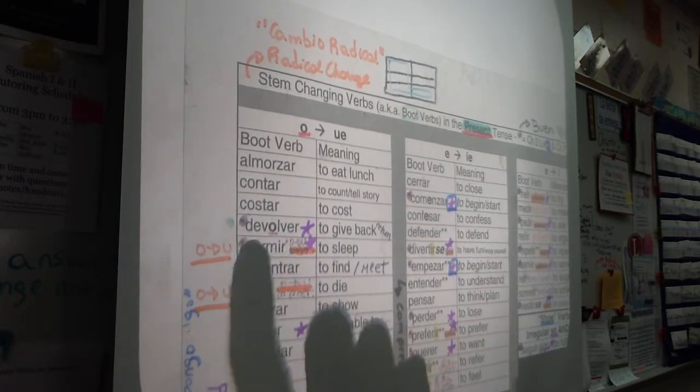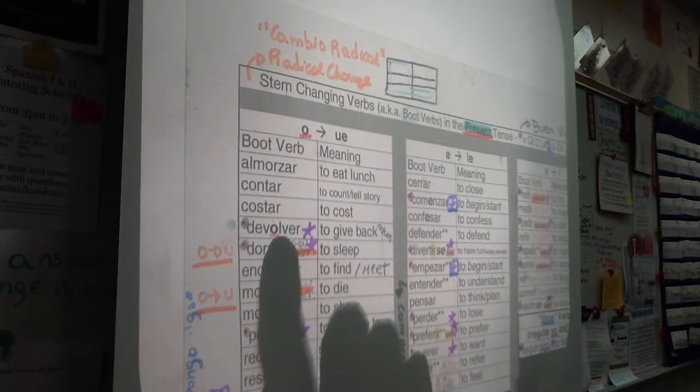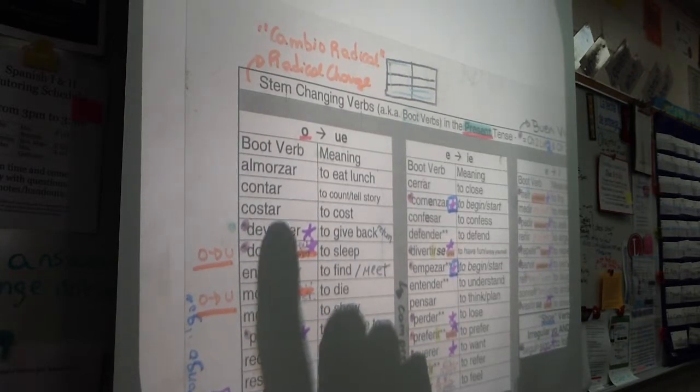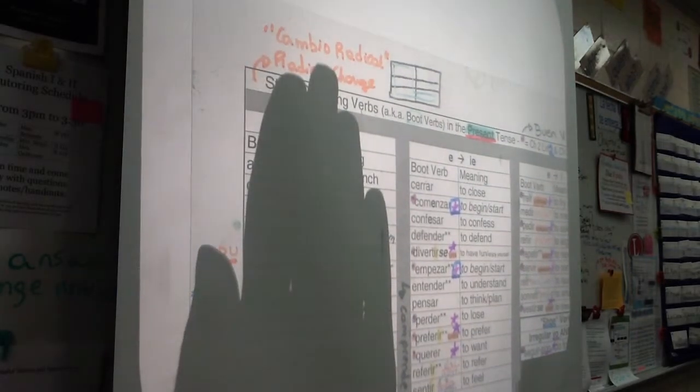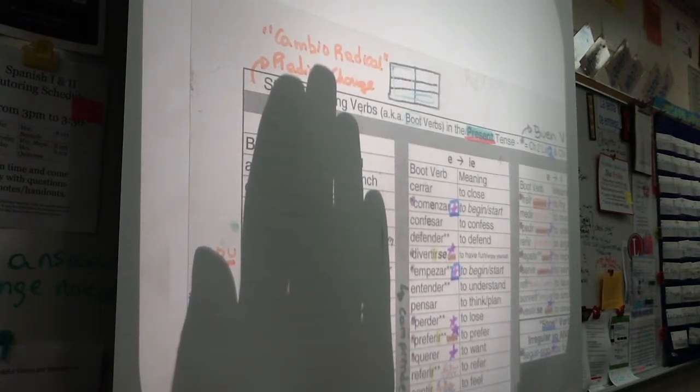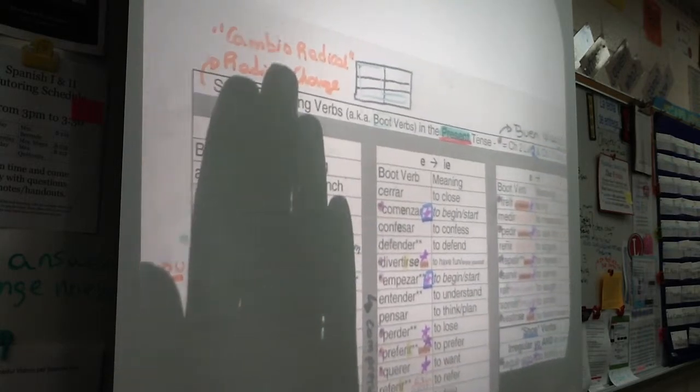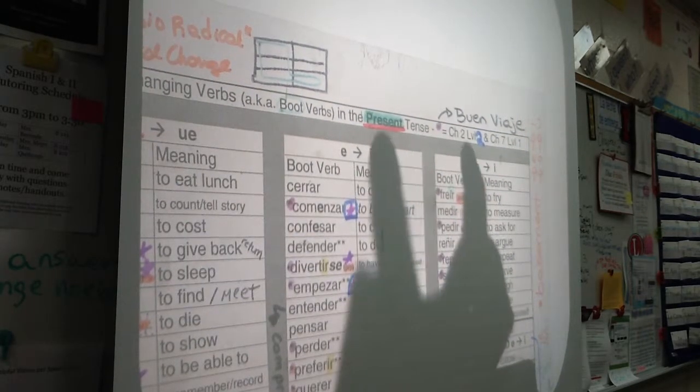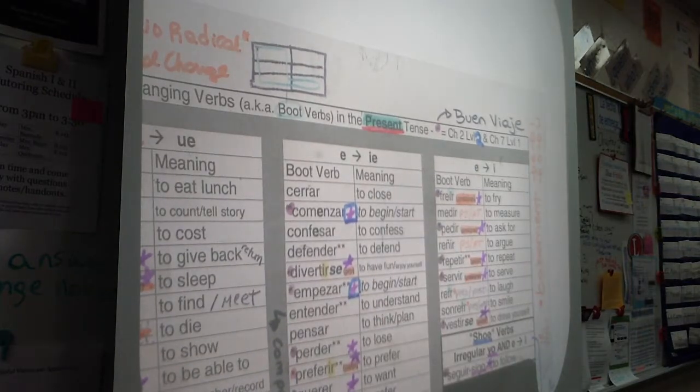What if it has an E and an O? Doesn't matter. If it's the O closest at the end, that's the change it's going to make. So this column is taken care of. You should know if you run into any of those verbs that have an O or an O closest at the end, you're going to make an O to UE change. This is how I want you to narrow it down.